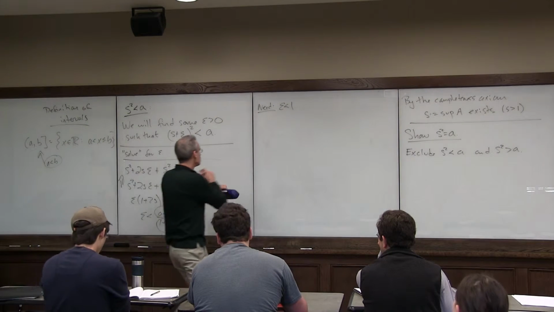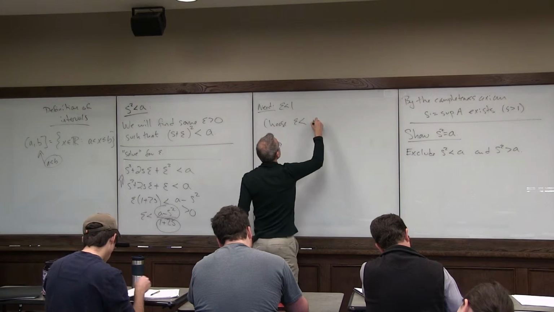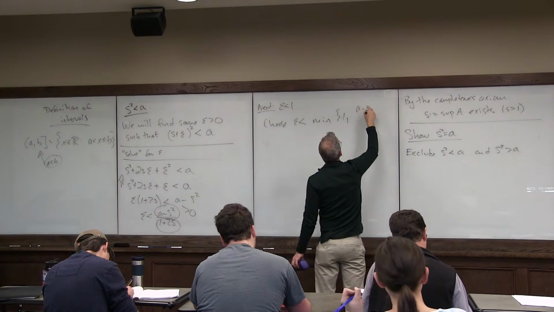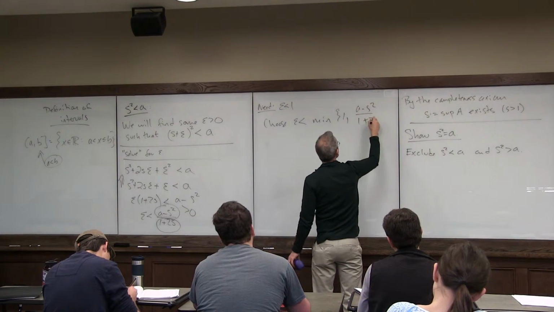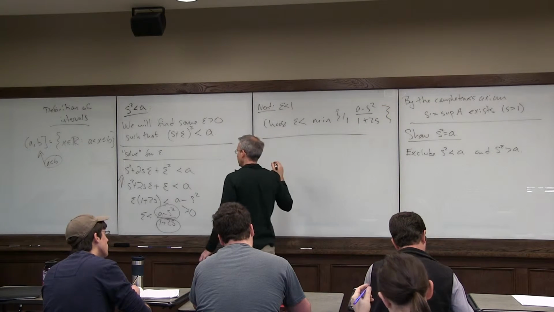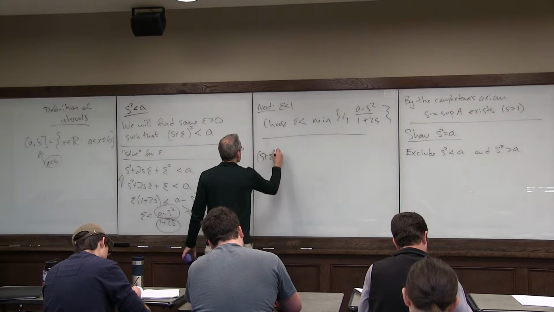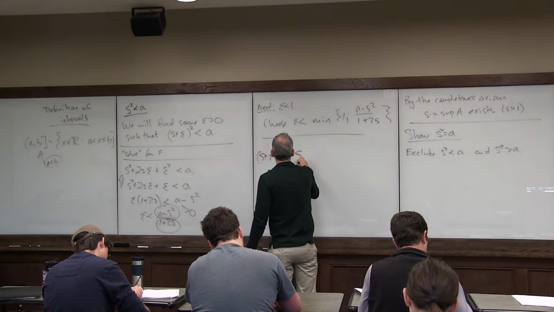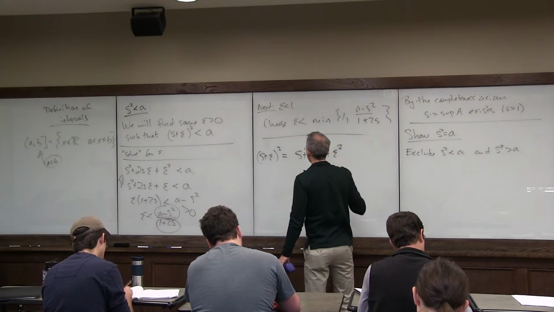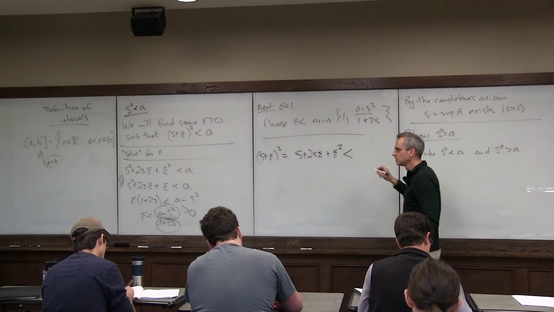Okay, so then what I'm going to do is choose epsilon less than the minimum of 1, and this thing here, a minus s squared over 1 plus 2s. And now let's just write it out quickly. It'll just take a minute. Okay, so I start with s plus epsilon squared. That's equal to s squared plus 2s epsilon plus epsilon squared, which is now less than.